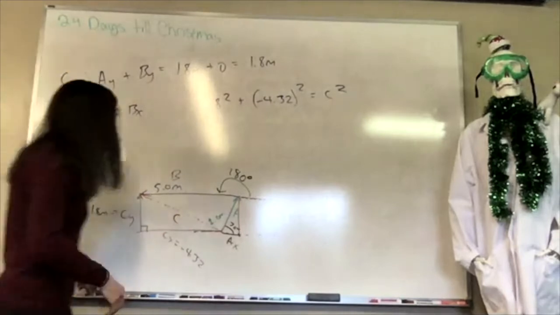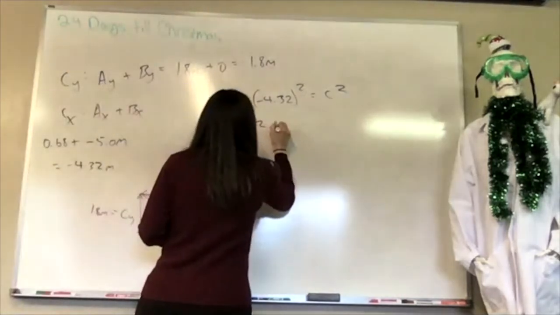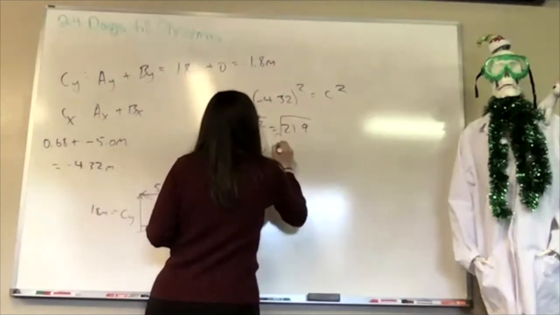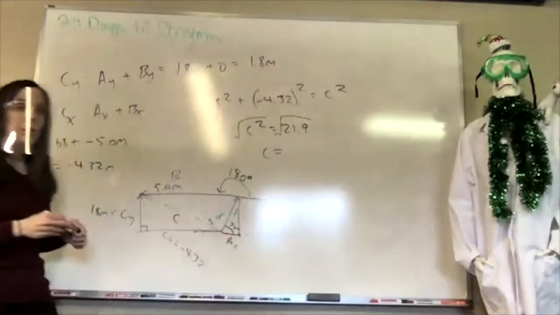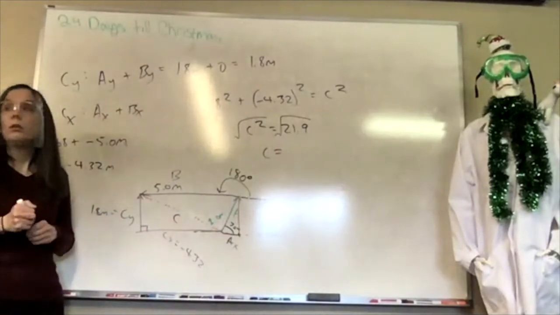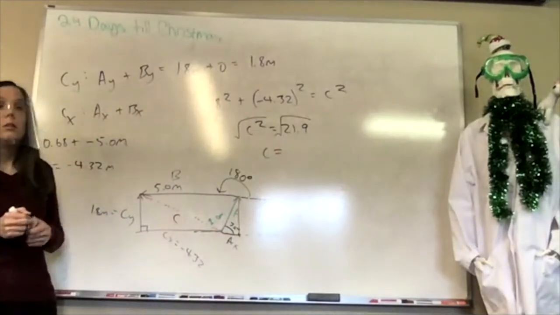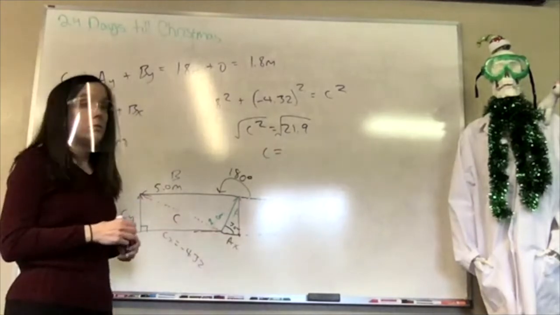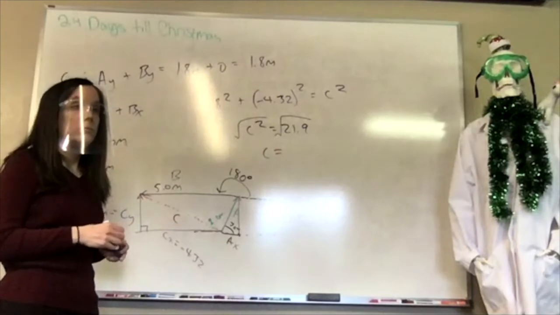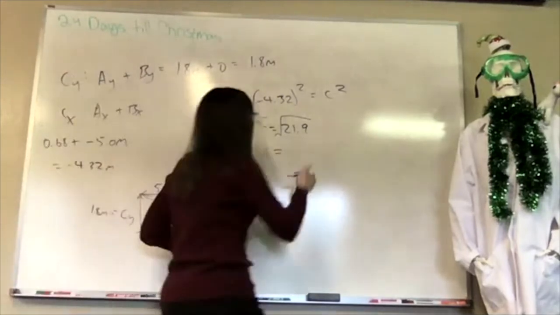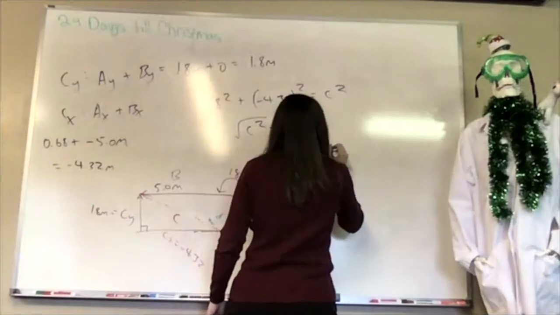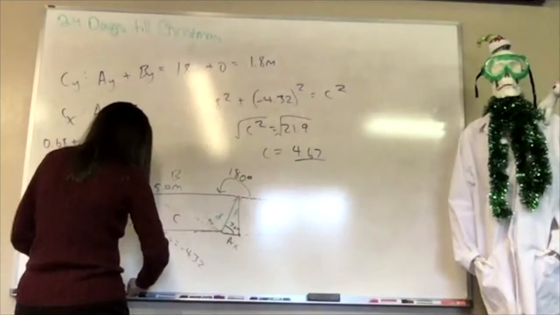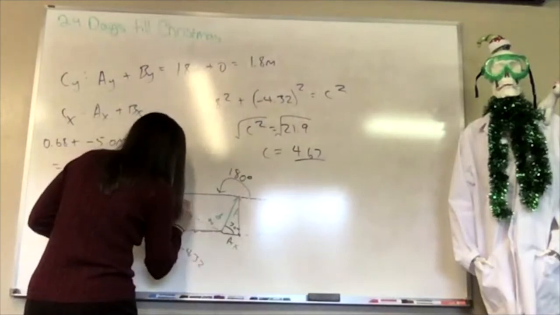21.9. So we get c squared equals 21.9. Square root both sides. What do we get when we square root it? Do we have that? Okay, 4.67. So the hypotenuse is 4.67. So that's part of the answer.